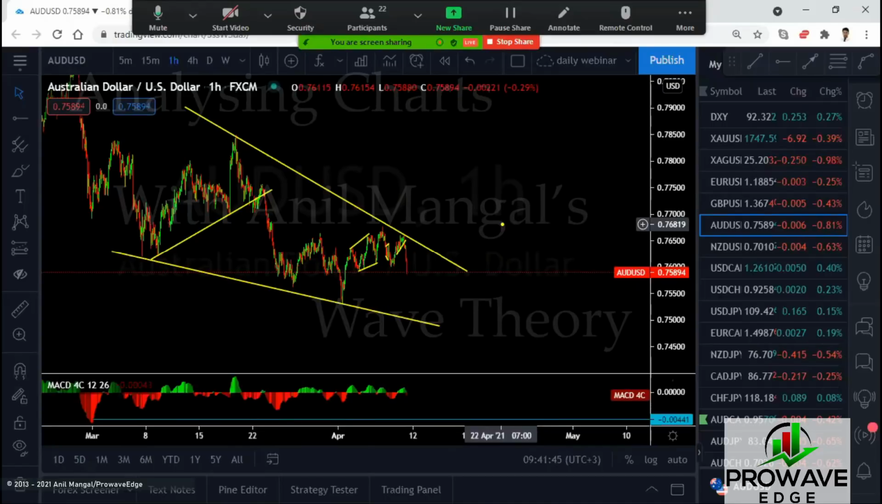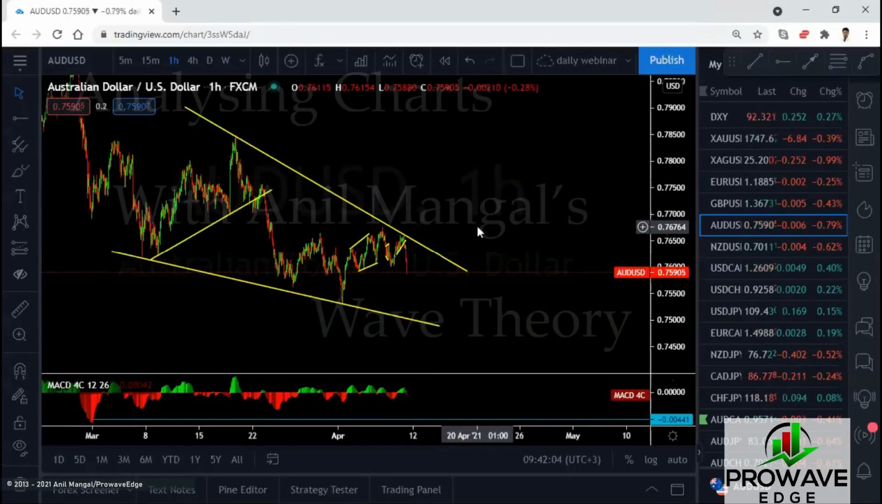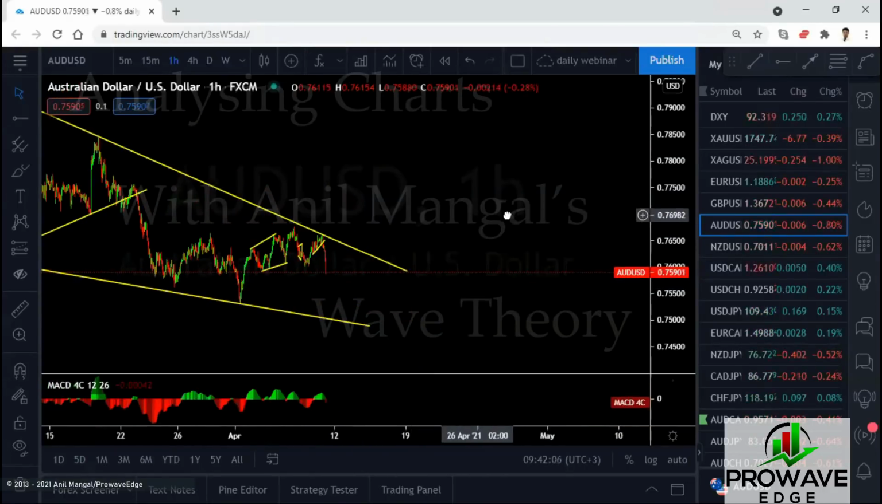So for now, this is just a correction. That is just a correction. This is just an impulse, that is an impulse, and this is making an impulse. That's all. How this impulse will go and how far it will go will decide what the pattern is. For now, we're just trading. Any flag you get, you can sell.